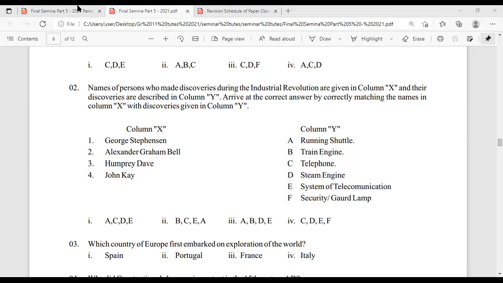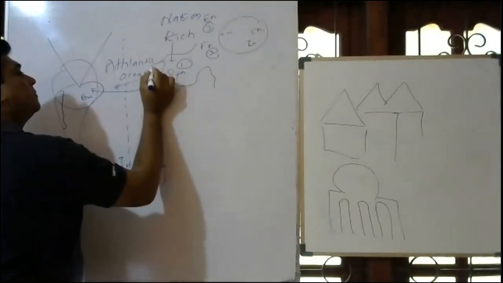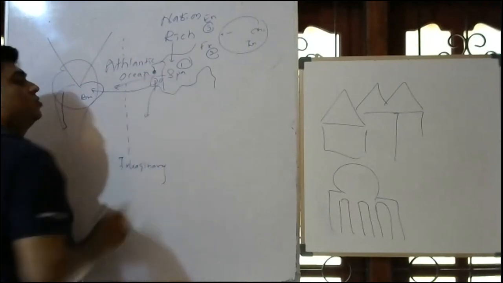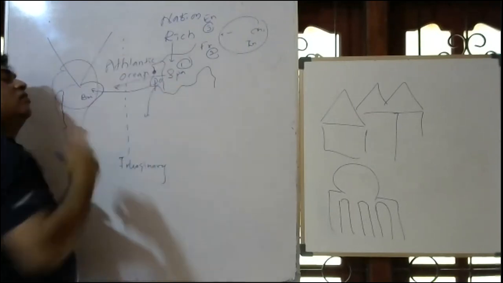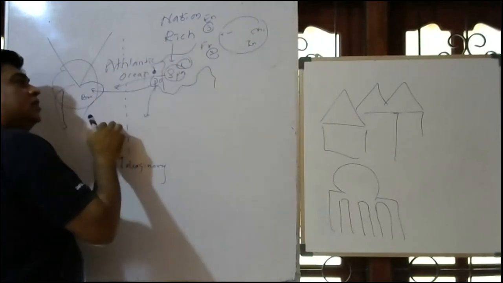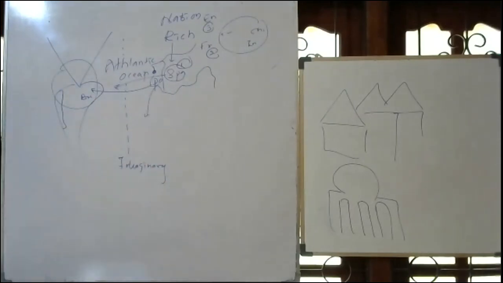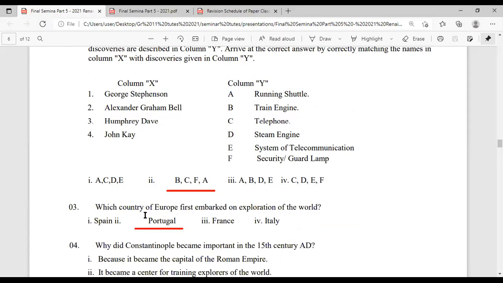Okay, to the whiteboard. Now see, this is Lisbon. Lisbon belongs to Portugal. From Lisbon only they set out to the ocean. So can we say that Spain was the first country to embark on explorations? No. Portugal, no? Because they all came out from Lisbon. So what is the answer for the third one? Portugal. Which country of Europe first embarked on exploration of the world? Portugal.